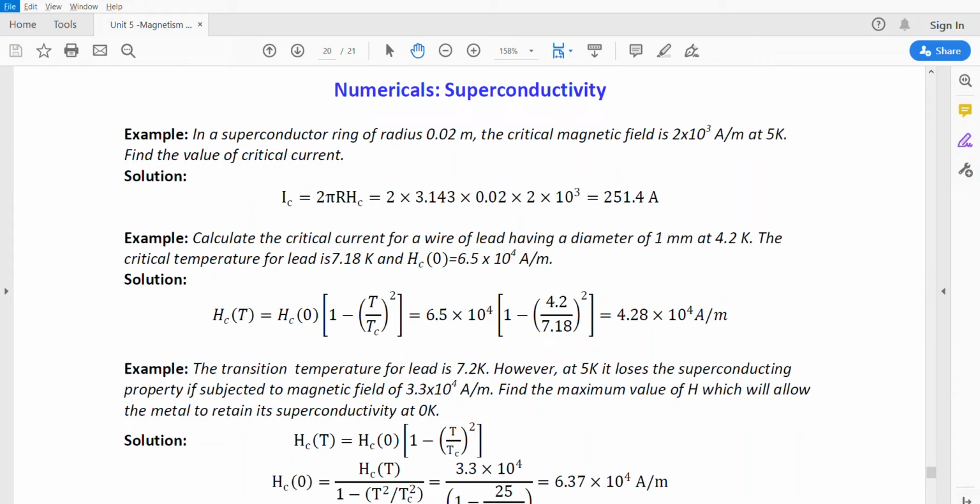Good morning, students. In this video, I am going to explain a few numericals on superconductivity. We know that only 2-3 formulas are there, and mainly one type of numerical will come from superconductivity. Most of the numericals will come from the fourth unit and also from the third unit.